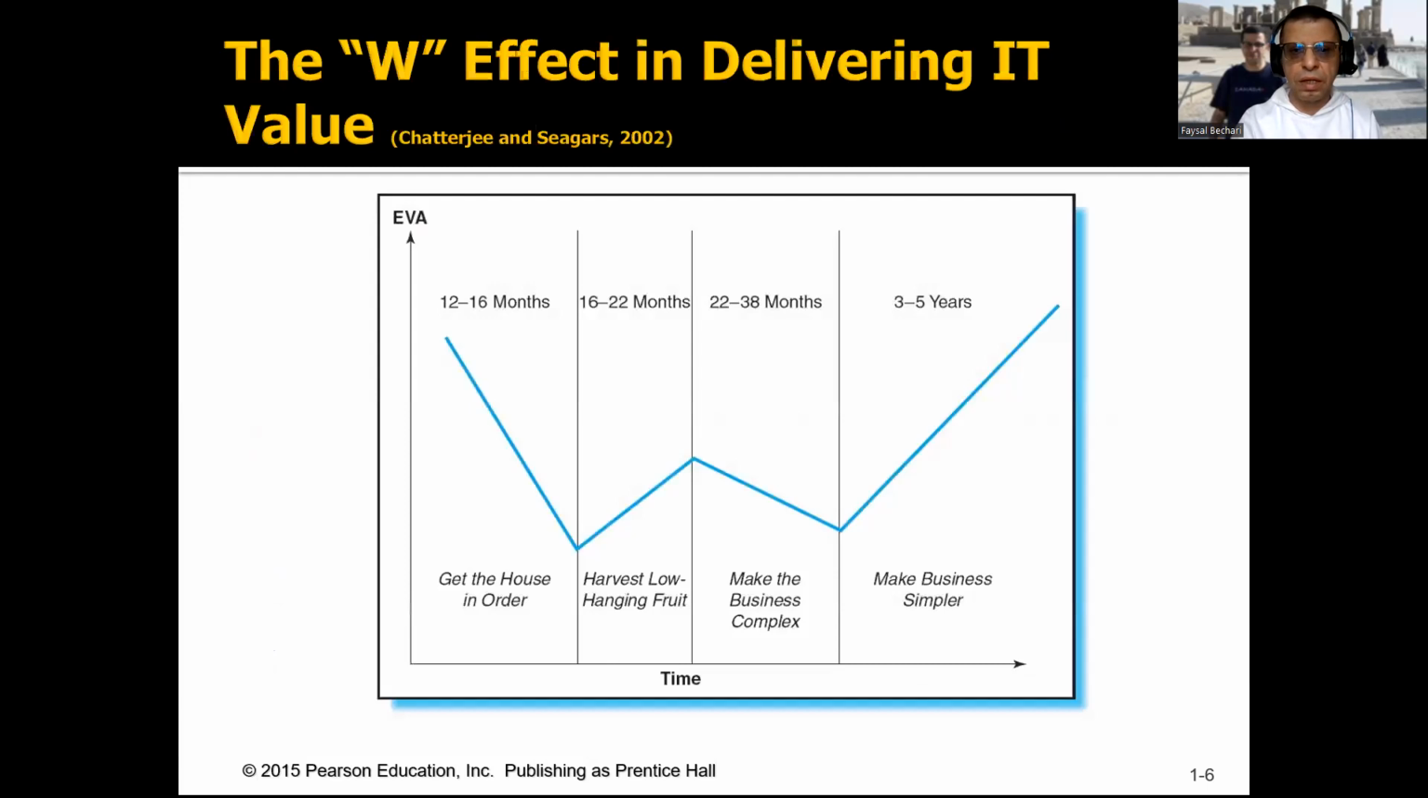Let's look at how it looks. In the first 12 to 16 months, you get the house in order, put in more IT solutions, and then you start to harvest the low-hanging fruit generated because of your IT solution. Then between 22 and 38 months, we start seeing that the business becomes more complex because more functionality is added to the solution. Then you try to lower that, and over 3 to 5 years you make the business simpler.